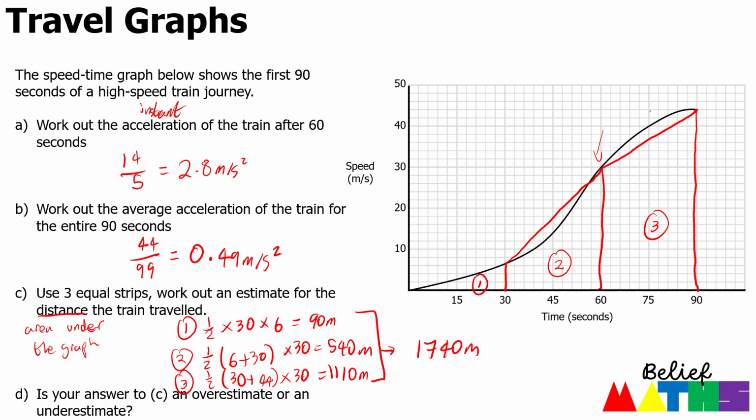Finally, it says, is your answer to question C an overestimate or an underestimate? In this case, it's actually impossible to tell. The reason it's impossible to tell is because in this section, we're overestimating. In this section, we're underestimating. And because we can't accurately measure those two curved areas, we don't know which one is bigger, so therefore it's impossible to tell whether it's an overestimate or an underestimate. But usually in these questions, they're either both an underestimate or both an overestimate, and then it's very easy to make your decision.